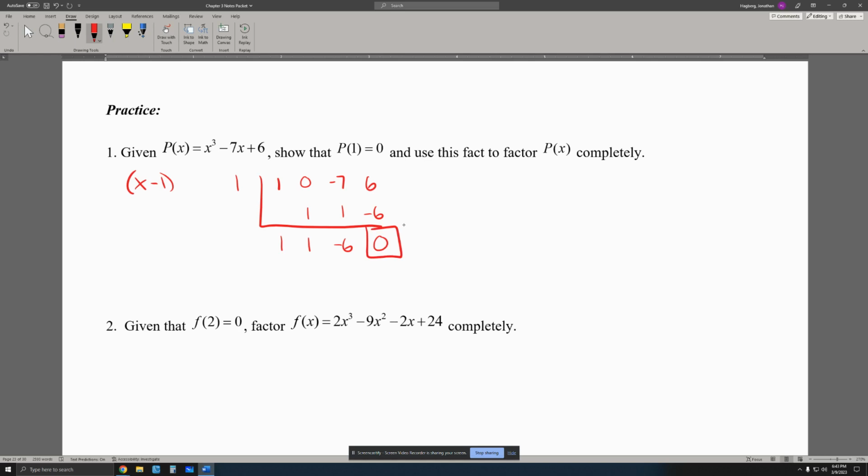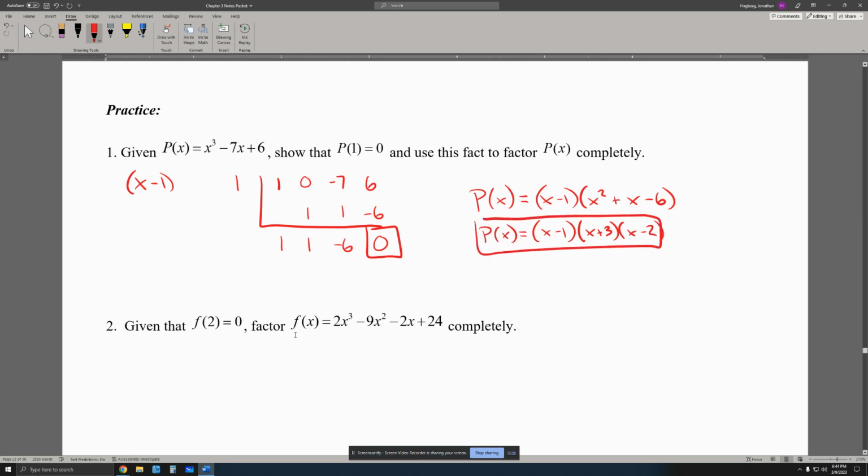So by using synthetic division, because we have a remainder of 0, that tells us that this factor divides out the polynomial evenly. And so the factorization for p of x looks like x minus 1 times x squared plus x minus 6. Now we have to check and make sure that this can't be factored further. I noticed that the quadratic factor here can be factored into x plus 3 and x minus 2. And so this is the complete factorization of polynomial p of x.